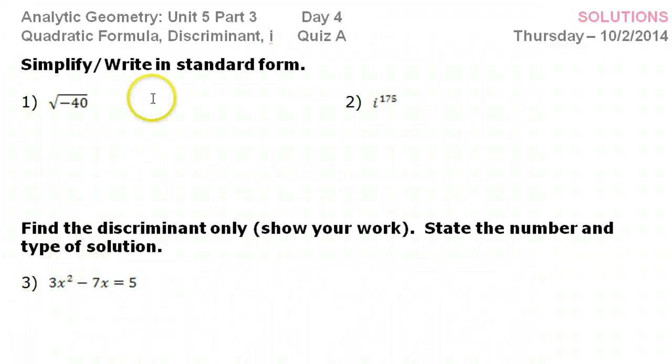Alright, this lesson is on the quadratic formula and the discriminant, which is part of the quadratic formula, and simplifying I raised to any power. But first, let's start by looking at simplifying radicals that have a negative number underneath them. You can't take the square root of a negative number. So they came up with a system where the square root of -1 is defined as i, which stands for imaginary.